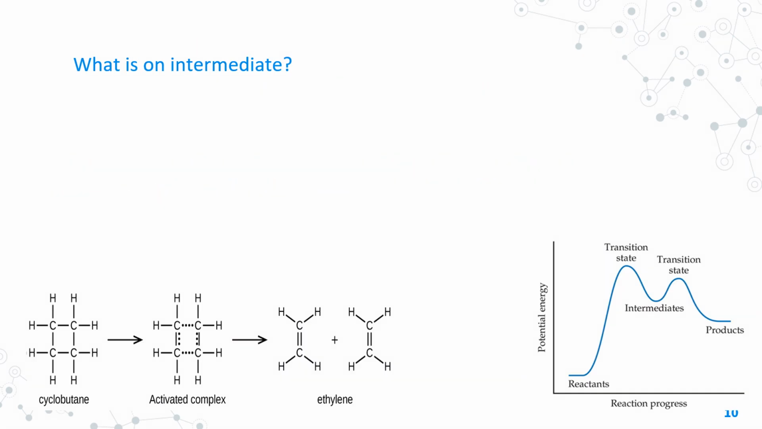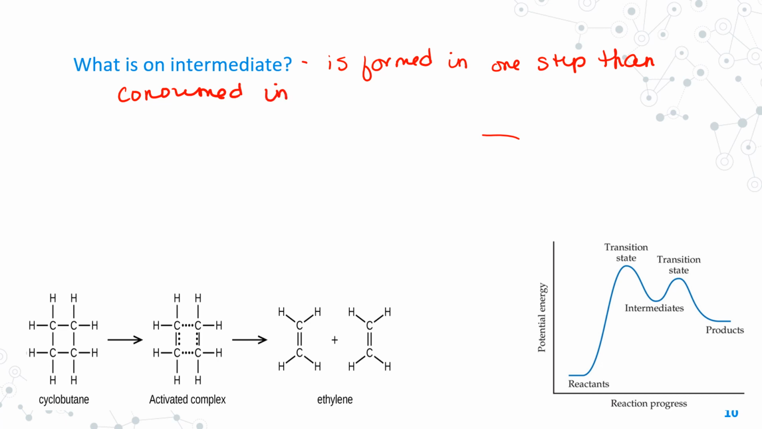So there are a few things that we can look at in our reaction mechanisms, and the first one is called an intermediate. An intermediate is formed in one step, then consumed in another step.